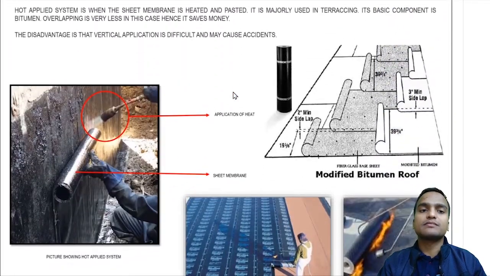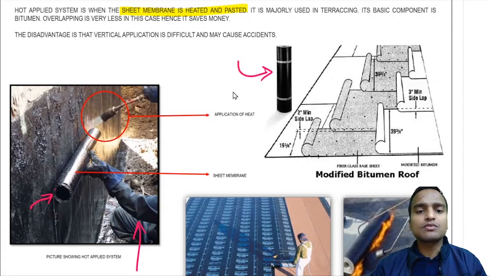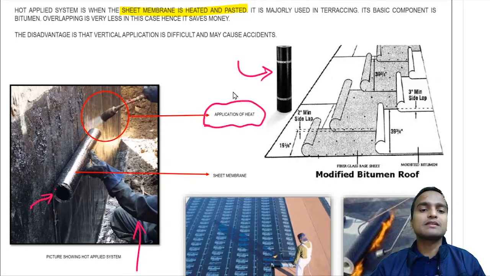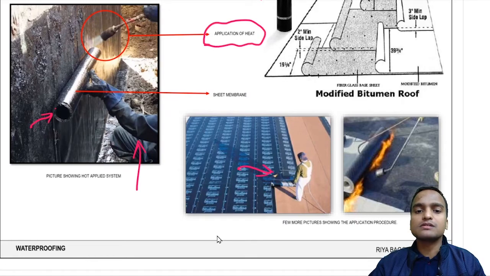Now in the hot applied system, the sheet membrane is heated and then it is pasted. So you see, this is a sheet membrane, and it has to be applied with some heating arrangement also. You can see this worker is applying a sheet membrane here, and he is also applying heat along with the application of the sheet membrane, and he is doing it vertically on the walls. This person is applying the sheet membrane in the hot applied system on the horizontal roofs.